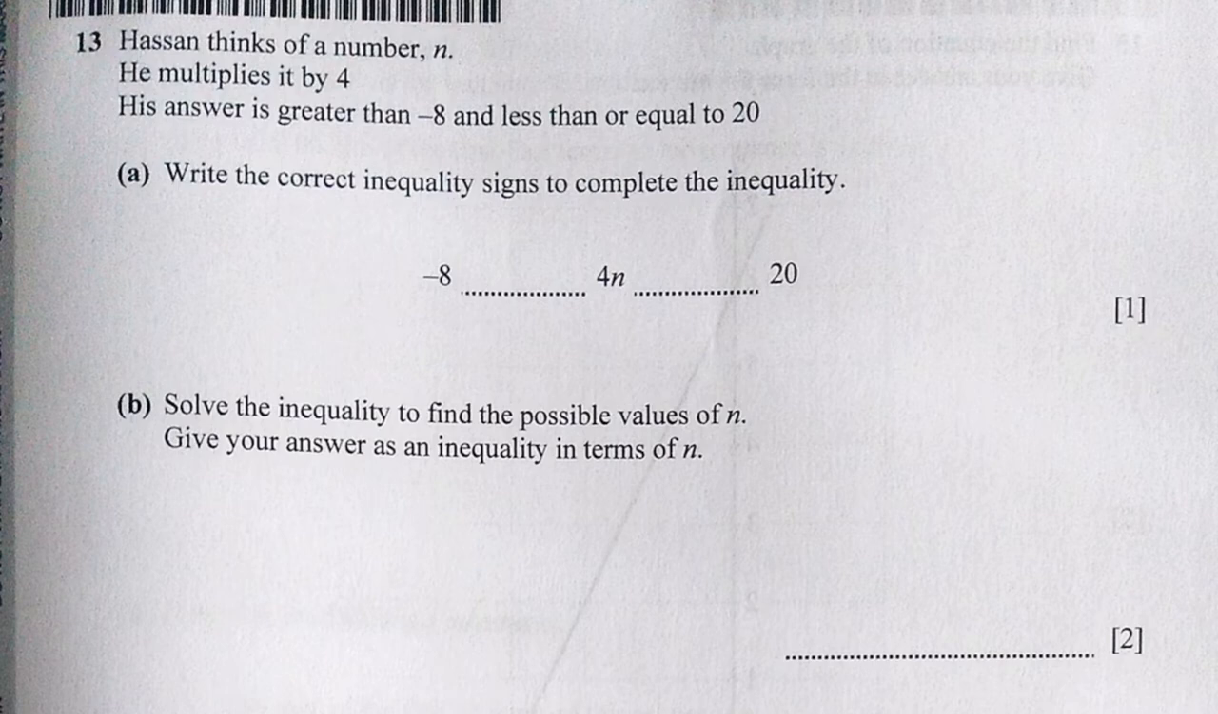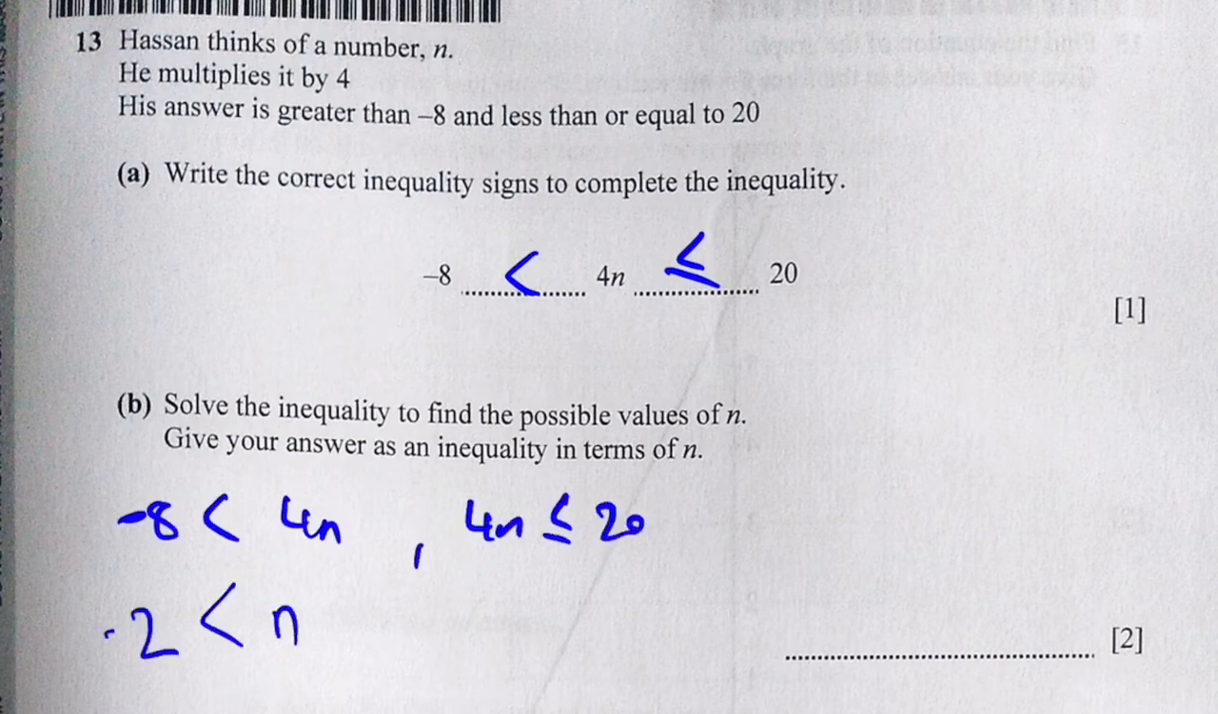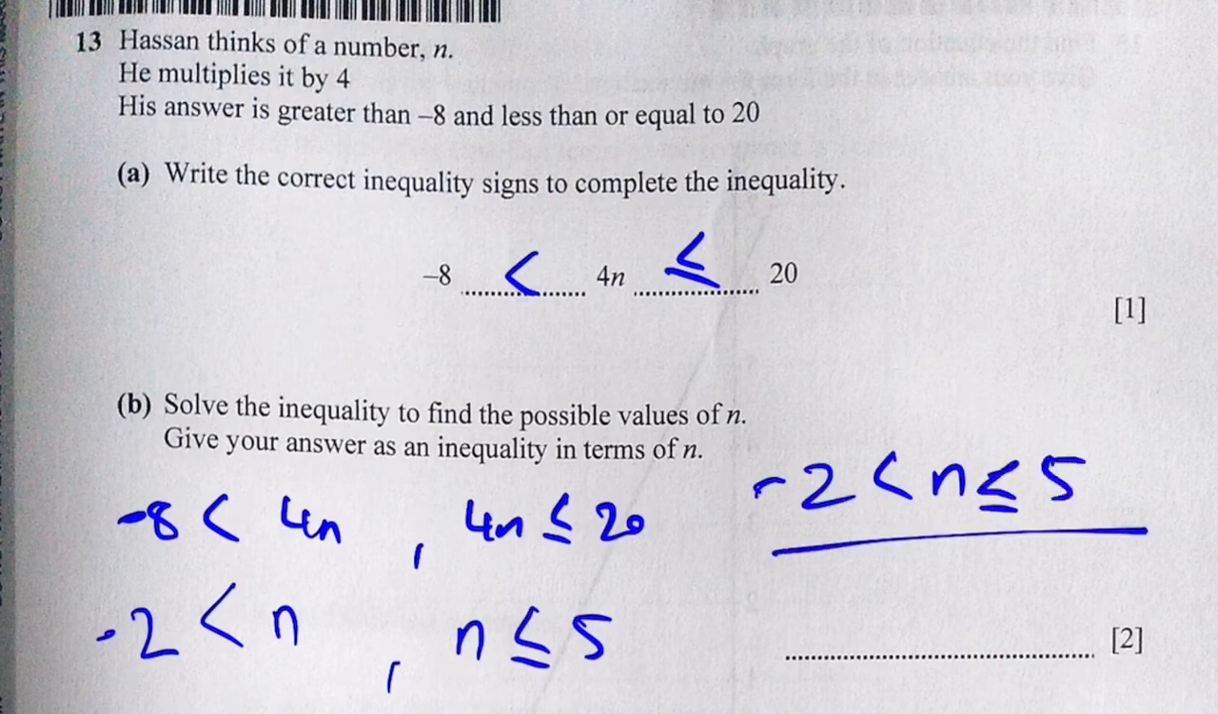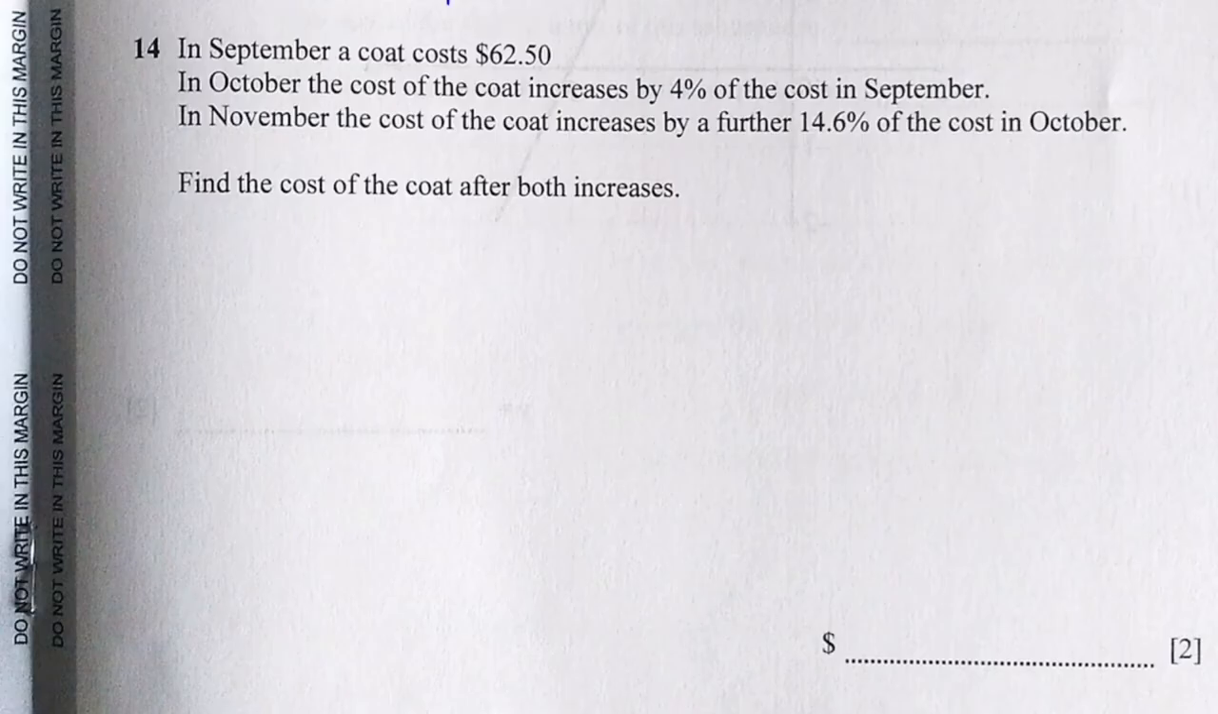Hassan thinks of a number n, he multiplies it by 4, he answered greater than -8, so more than -8, but less than or equal to 20. So here we have the two signs of the inequality. How to solve the inequality? We have to divide by 4 on both sides. -8 divided by 4 equals -2, 20 divided by 4 equals 5. So n is greater than -2 and less than or equal to 5.